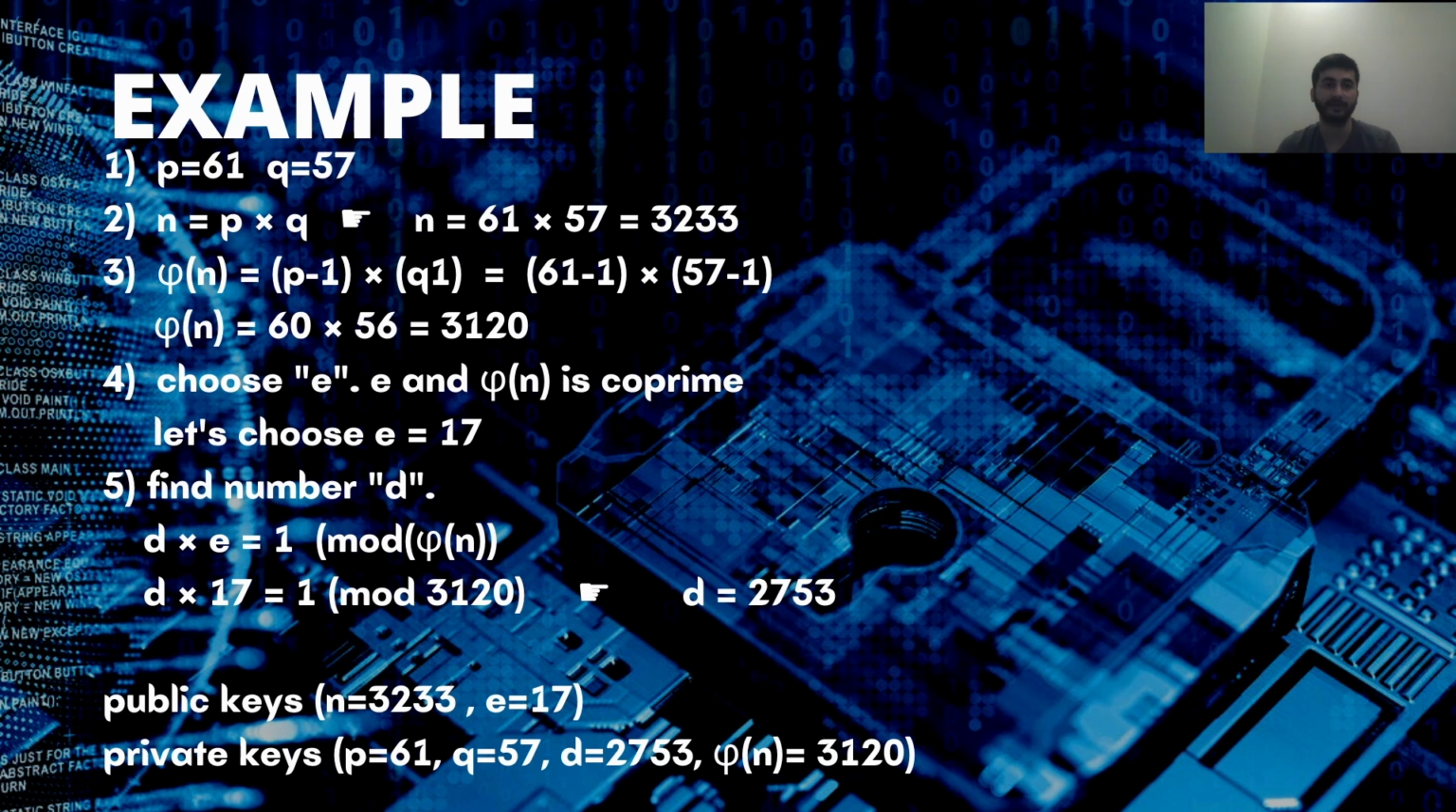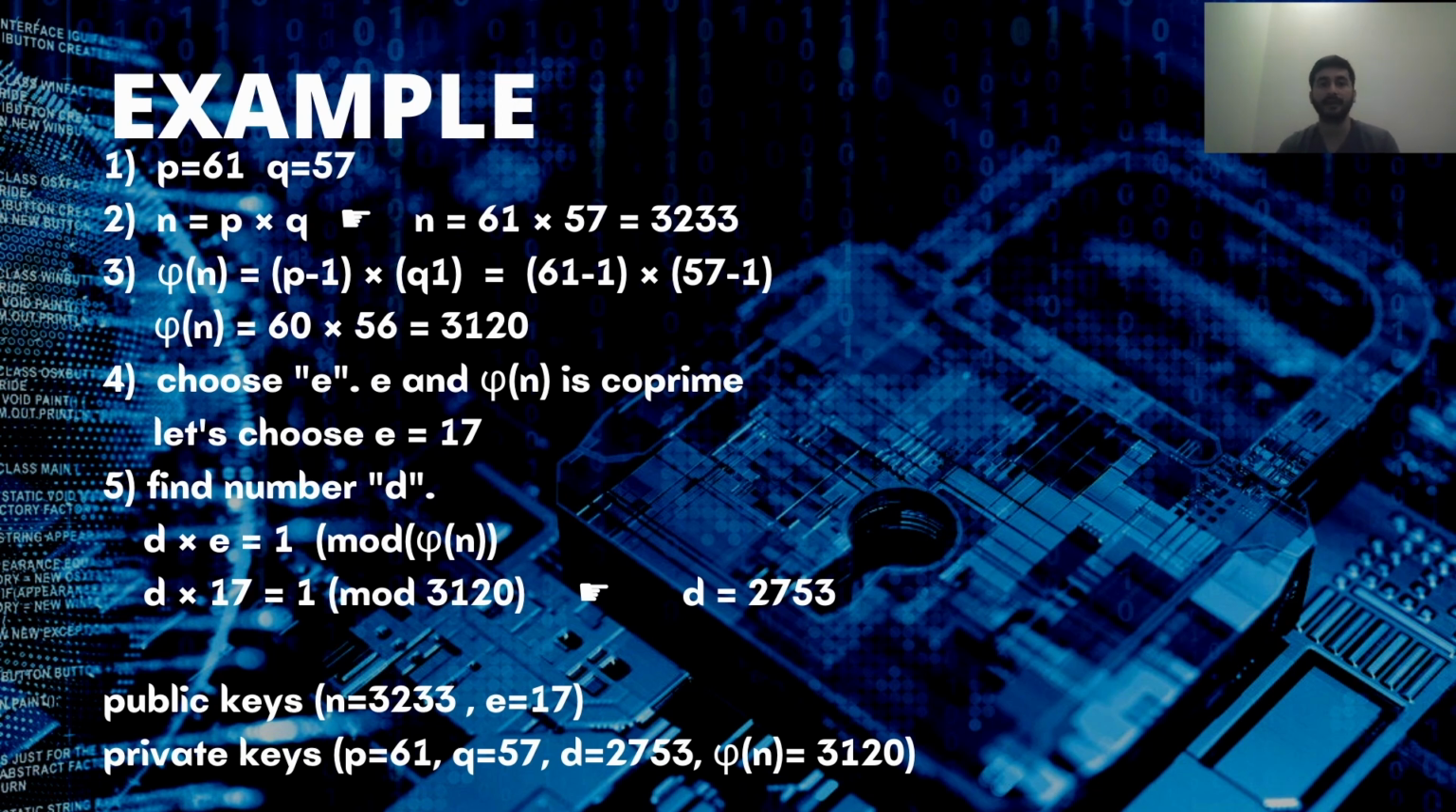32, 33. Now let's calculate the number torsion. Torsion equals (P minus 1) times (Q minus 1). So torsion is 60 times 56. So the torsion number is 3120.